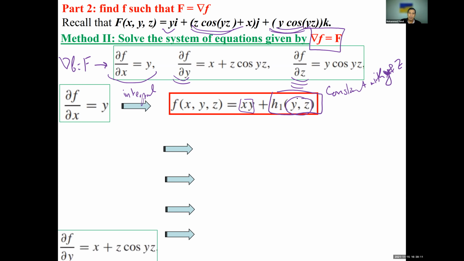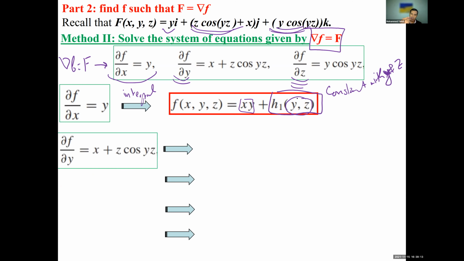Next, I'm going to take the second one. I'm going to write it down. Partial derivative of f with respect to y equals the second component of the vector field. However, this time we're not going to take the integral. We already have f here. We're going to take that f and take its partial derivative with respect to y on the left side.